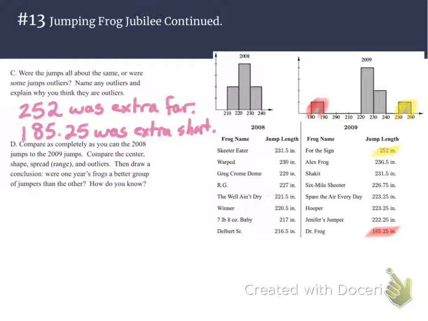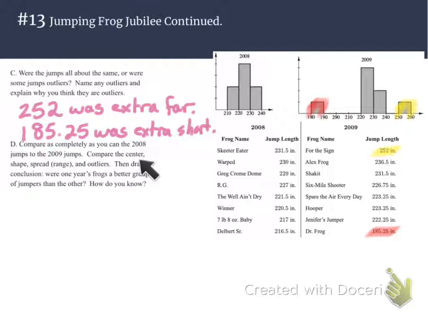And then letter D says, compare as completely as you can the 2008 jumps to the 2009 jumps. Compare the center shape, the spread, which is the range, and any outliers, and then draw conclusions. Were one year's frogs a better group of jumpers than the other? How do you know? If you haven't done it yet, pause it. Otherwise, continue on.